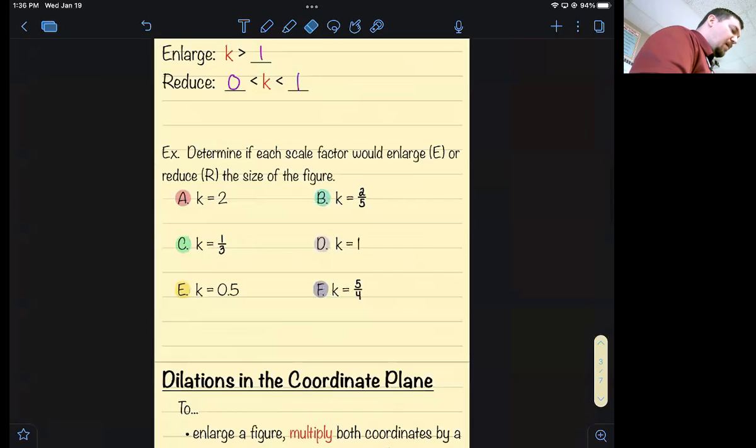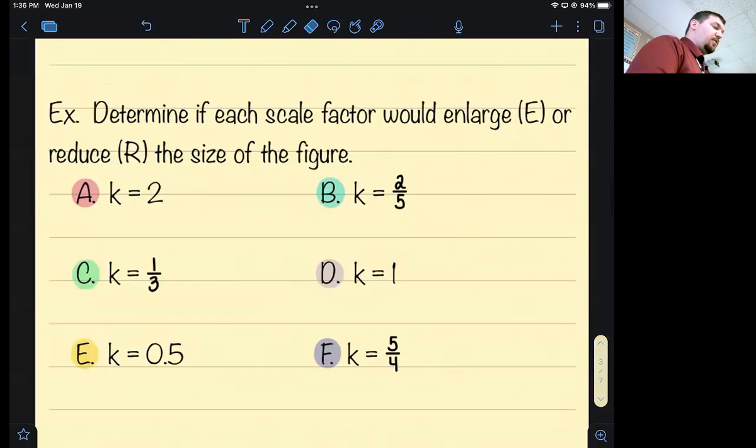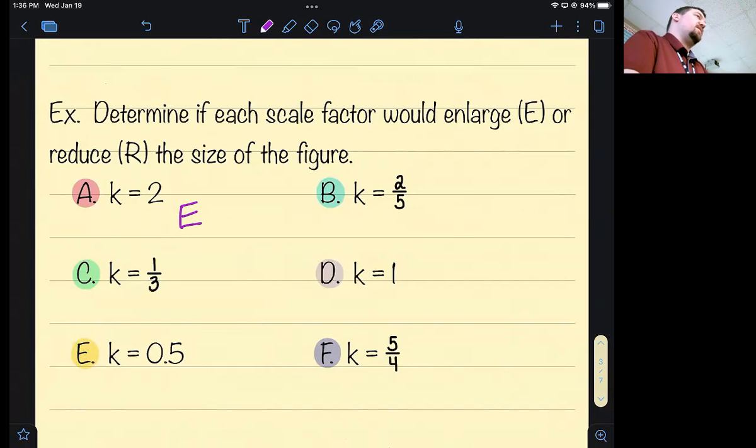Okay. So tell me what would happen to the shape. Is it going to be enlarged E or reduced R if you times by a scale factor of 2, Jacoby? Be enlarged, yeah, twice the side lengths would each be doubled. Exactly. What about B? What if my scale factor was 2/5, Jimmy? Is it going to be enlarged or reduced? Yeah, be reduced. That 2/5 is between 0 and 1. So any fraction that's a proper fraction is going to reduce it.